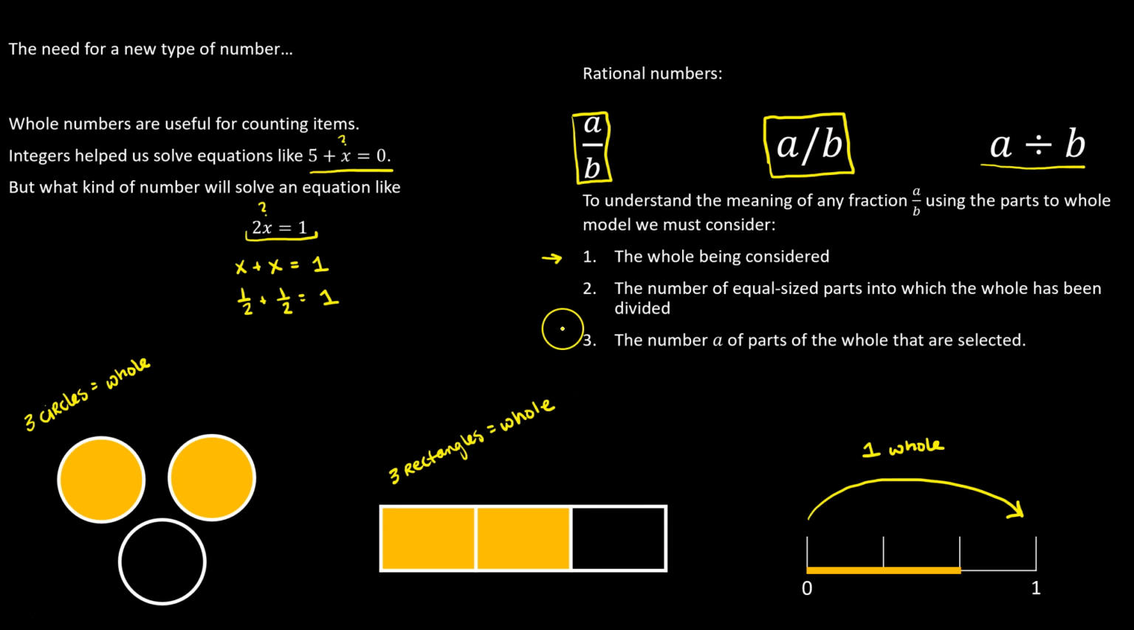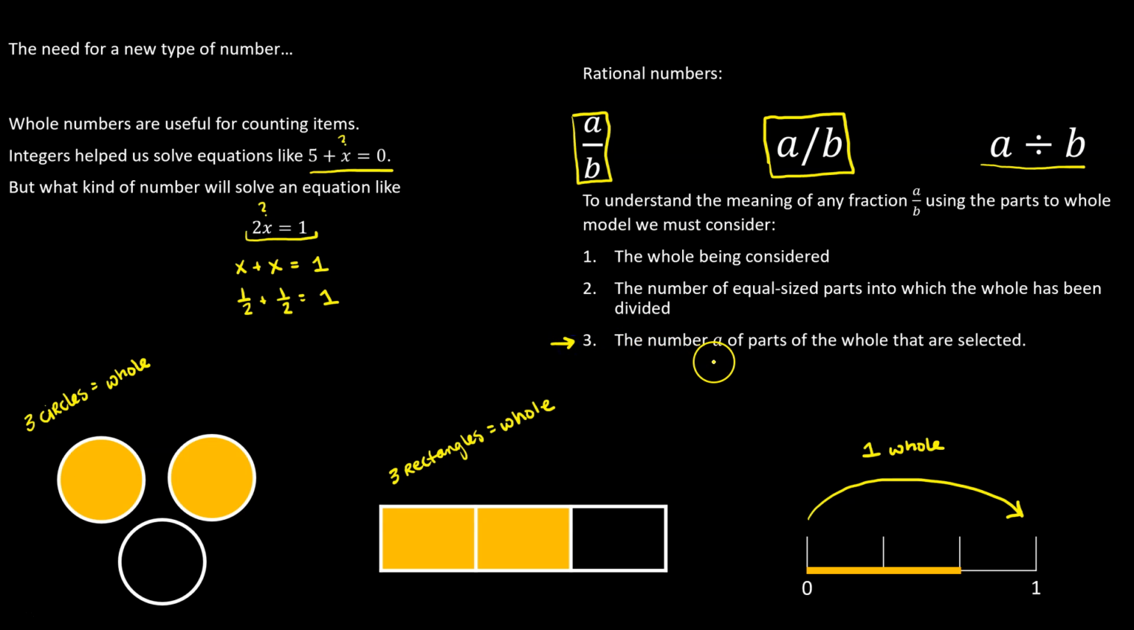Then after that, we're going to move on to decide how many equal-sized parts the whole has been divided into. With our circles, we have a group of circles that represent a whole, and we have 3 equal-sized circles. So we've divided the whole into 3 equal-sized circles. With the rectangle, we've divided the whole into 3 equal-sized rectangles, and with the number line, we've divided the whole into 3 equal-sized partitions.